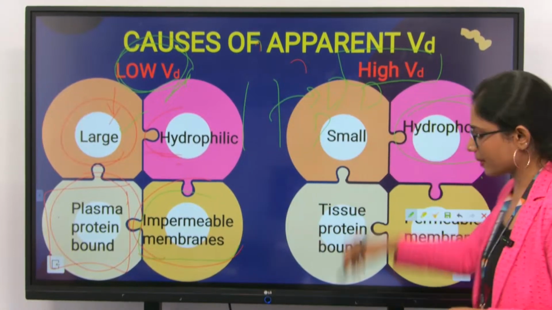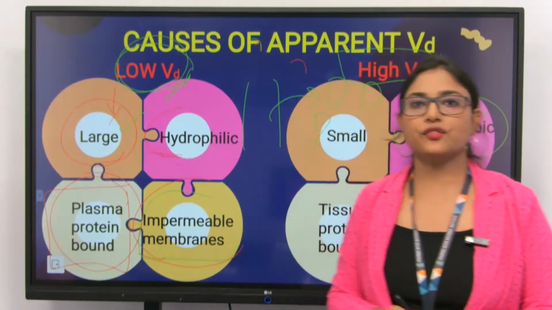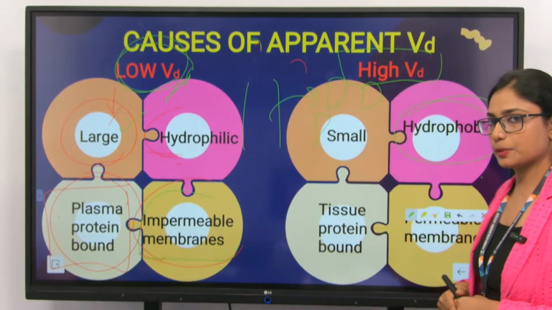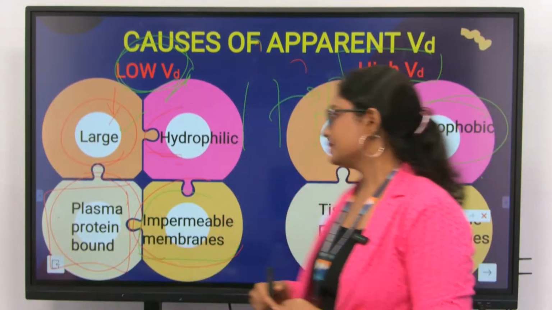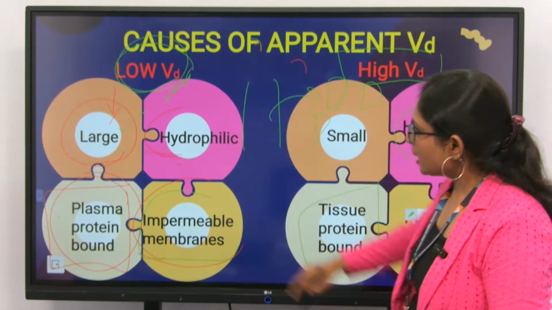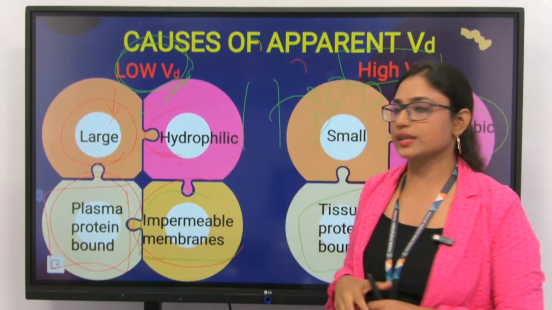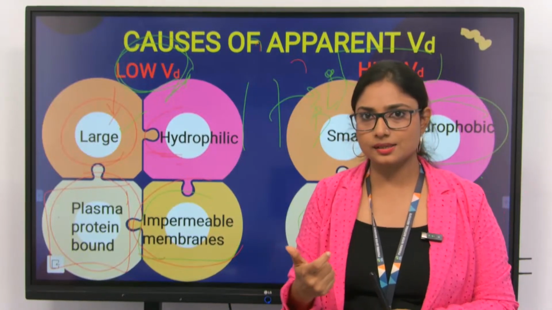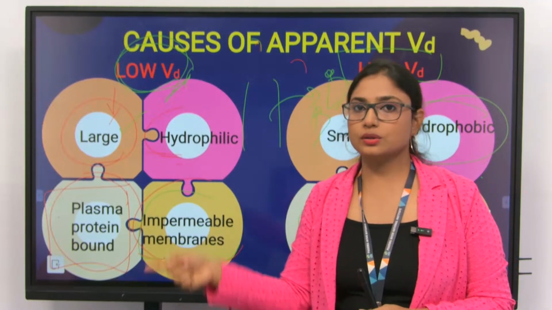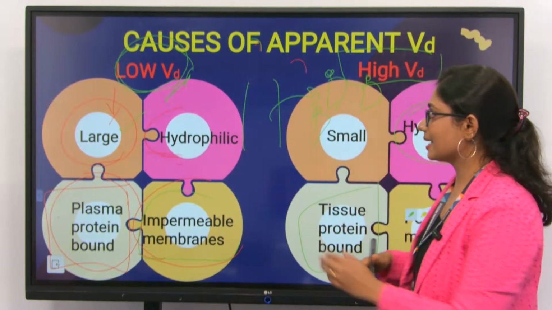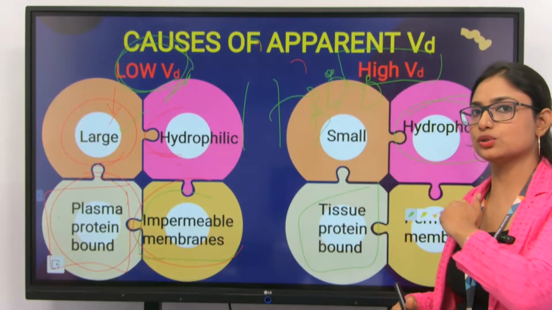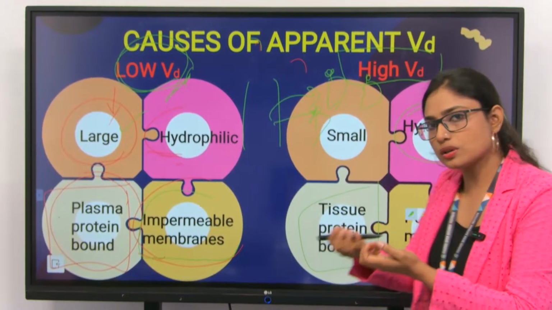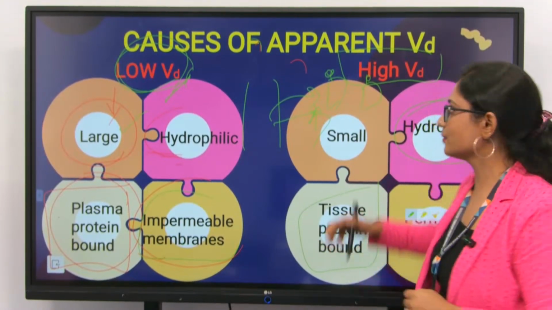When it is hydrophobic, what does hydrophobic mean? Hydrophobic means the opposite of hydrophilic: water hating, or lipophilic. When it is lipophilic, it can readily diffuse across the cell membrane. Next, tissue protein. Similar to plasma proteins, there are tissue proteins present on the tissues or organs. Some drugs are more tissue protein bound than plasma protein bound. In that case, they readily diffuse into the site of action and stick onto these tissue proteins, so more drug will reach the site of action. I can say the volume of distribution is higher.